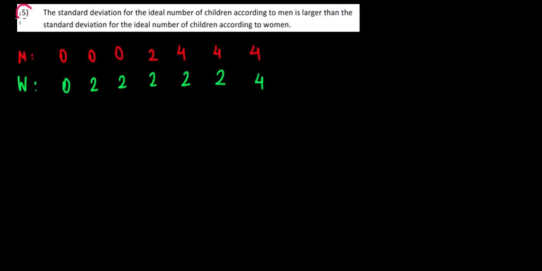Let's have a look at question 5 now. So the standard deviation for the ideal number of children according to men is larger than the standard deviation for the ideal number of children according to women. Okay, so we have the data sample for men and we have it for women from the lowest to the highest. Now, first of all, let's understand what's a standard deviation.